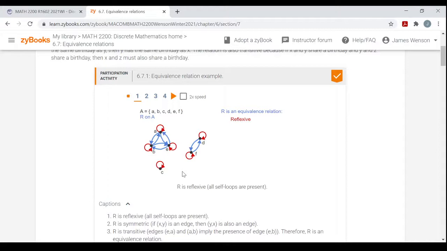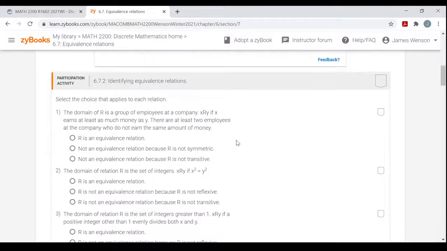Remember, a partition is breaking a set up into non-overlapping pieces. So I have a partition of set A here with A, B, and E being one part of the partition, then D and F being another part, and C being the third part. But we'll see that in a second.